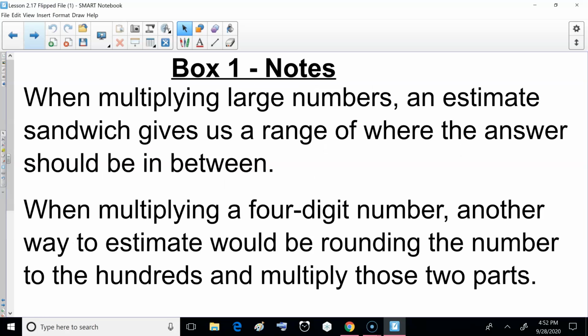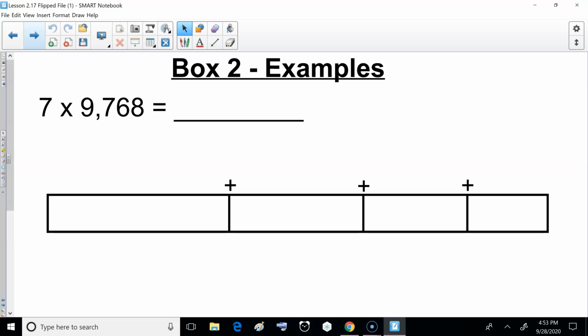So when multiplying larger numbers, an estimate sandwich gives us a range of where the answer should be. It should be between the top layer, an overestimate, and an underestimate. When you multiply a four-digit number, another way to estimate would be to round the number to the nearest hundred and multiply those two parts. In a sense, you're almost doing two parts of the area model to help you figure out a better estimate. So we're going to do both types. So just going to get us back into the area model as we multiply these numbers.